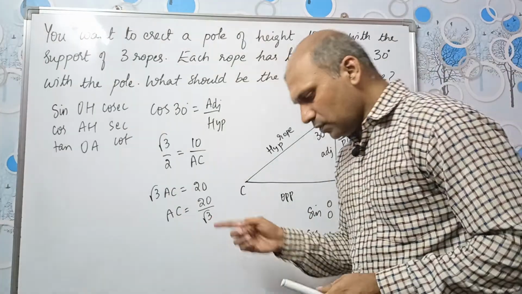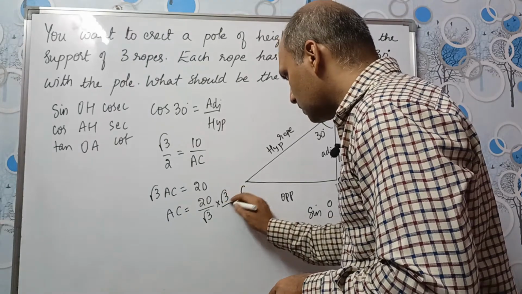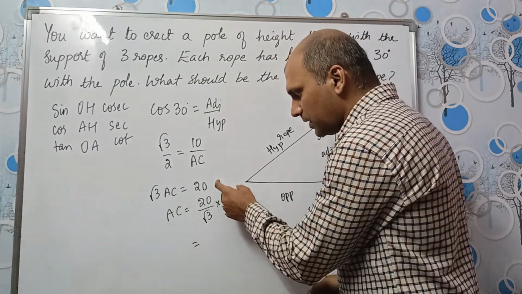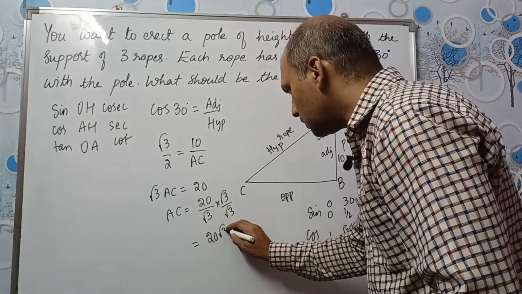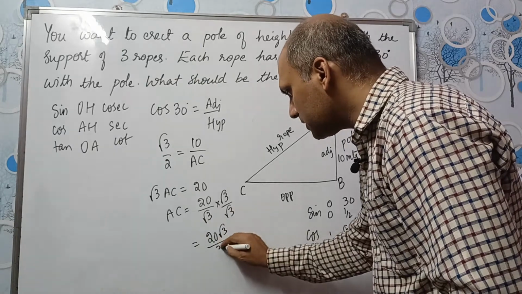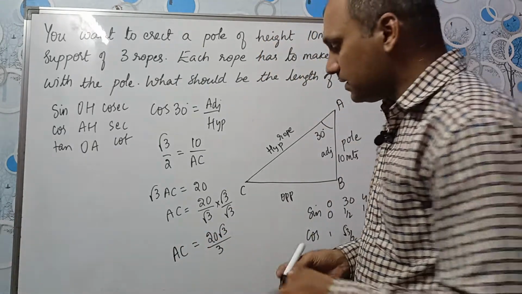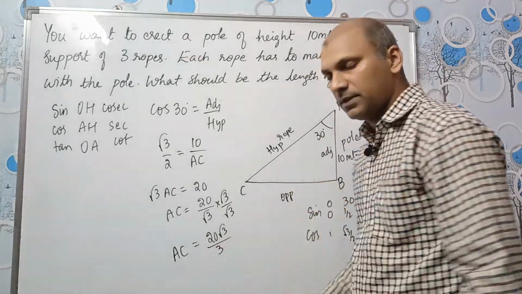See, if you have root values in the denominator, we will rationalize it, right? So let us rationalize this. The rationalizing factor of root 3 is root 3. So we are multiplying numerator and denominator with root 3. So this is 20 root 3 divided by root 3 into root 3, which is 3. This is not the final answer. This is the length of only one rope. This AC is 20 root 3 by 3.